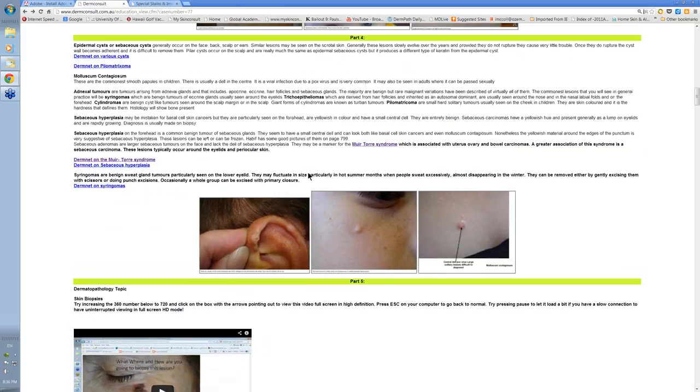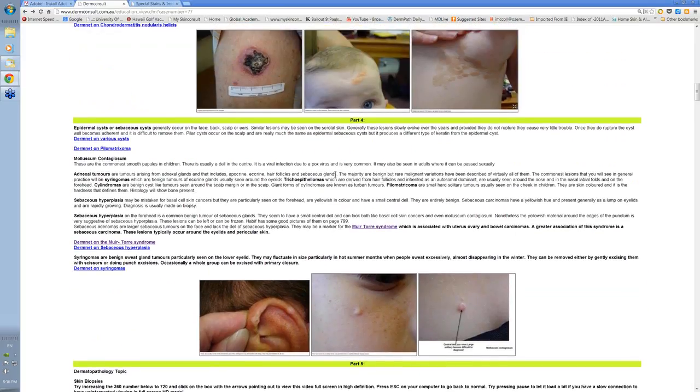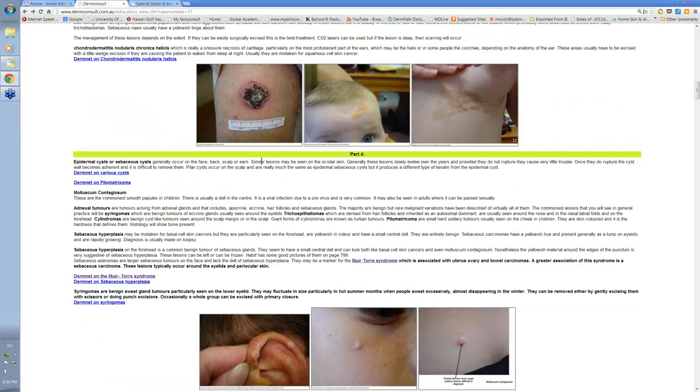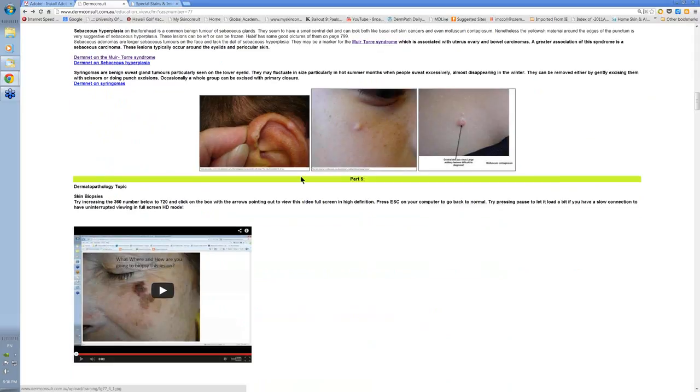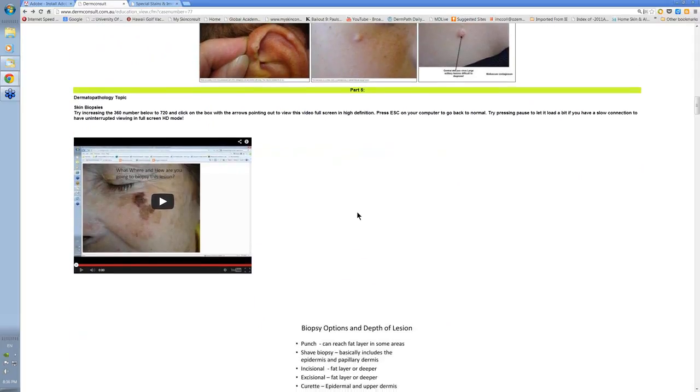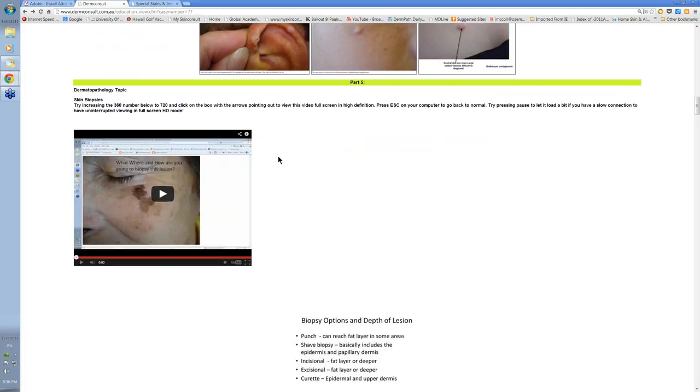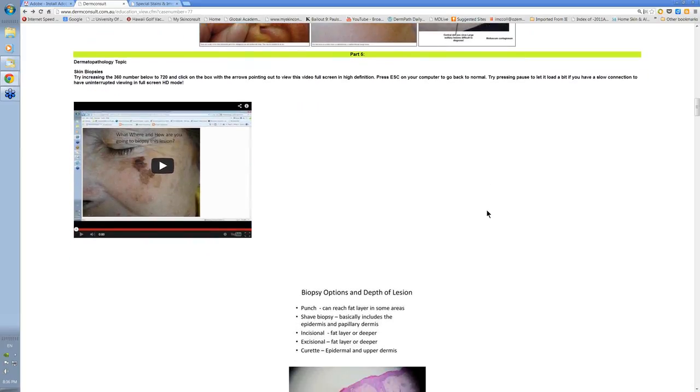So those are the main things in benign tumours that I want you to read up about. You'll know and recognize most of them. Just have a little quick read through DermNet on those particular topics. Now, the DermPath topic that we wanted to look at in this particular module was skin biopsies. Skin biopsies are obviously very important.